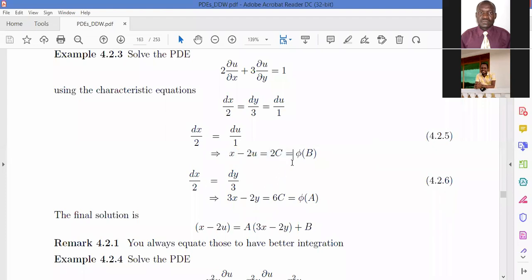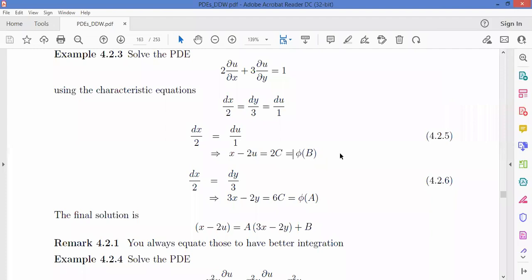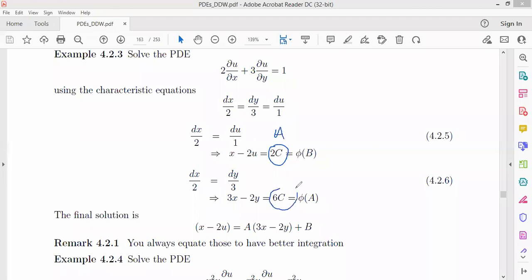Then I could call this one A, which is 5b. Then I take dx over 2 and dy over 3. I do the needful, I end up with this. This could be my b, which is 5 over a. So the choice is yours. So I insist that this one here, you can call it a, which is 5 over b. And this one here, you can call it b, which is 5 over a.